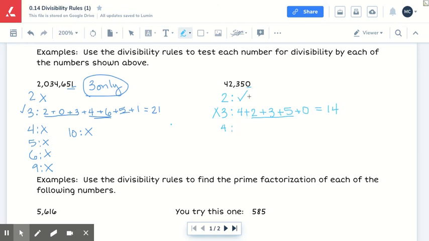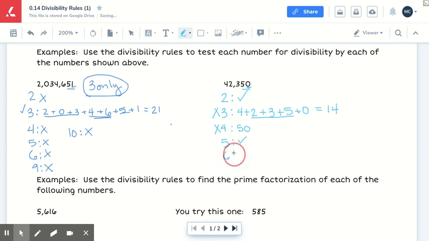For 4, I'm looking at the last 2 digits of the number. The last 2 digits make up the number 50. 50 is not divisible by 4, so this number is not divisible by 4. For 5, the last digit has to be a 0 or a 5, so I'm just looking at the last digit. It is a 0, so this number is divisible by 5.